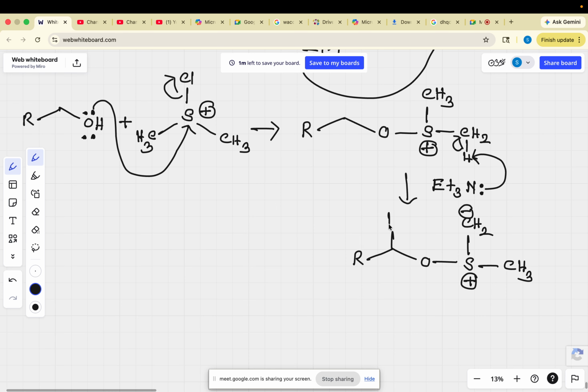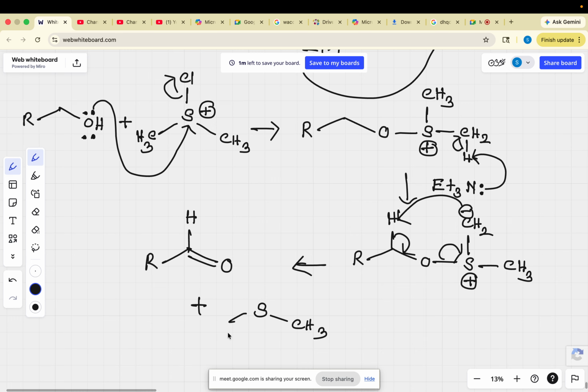You have here a proton, so this CH2 minus will abstract the proton from here, this bond breaks, and ultimately this bond will break and sulfur will get neutralized now. So what we are getting: R double bond O, you have here hydrogen, and what is the byproduct we are getting: sulfur, CH3, dimethyl sulfide.